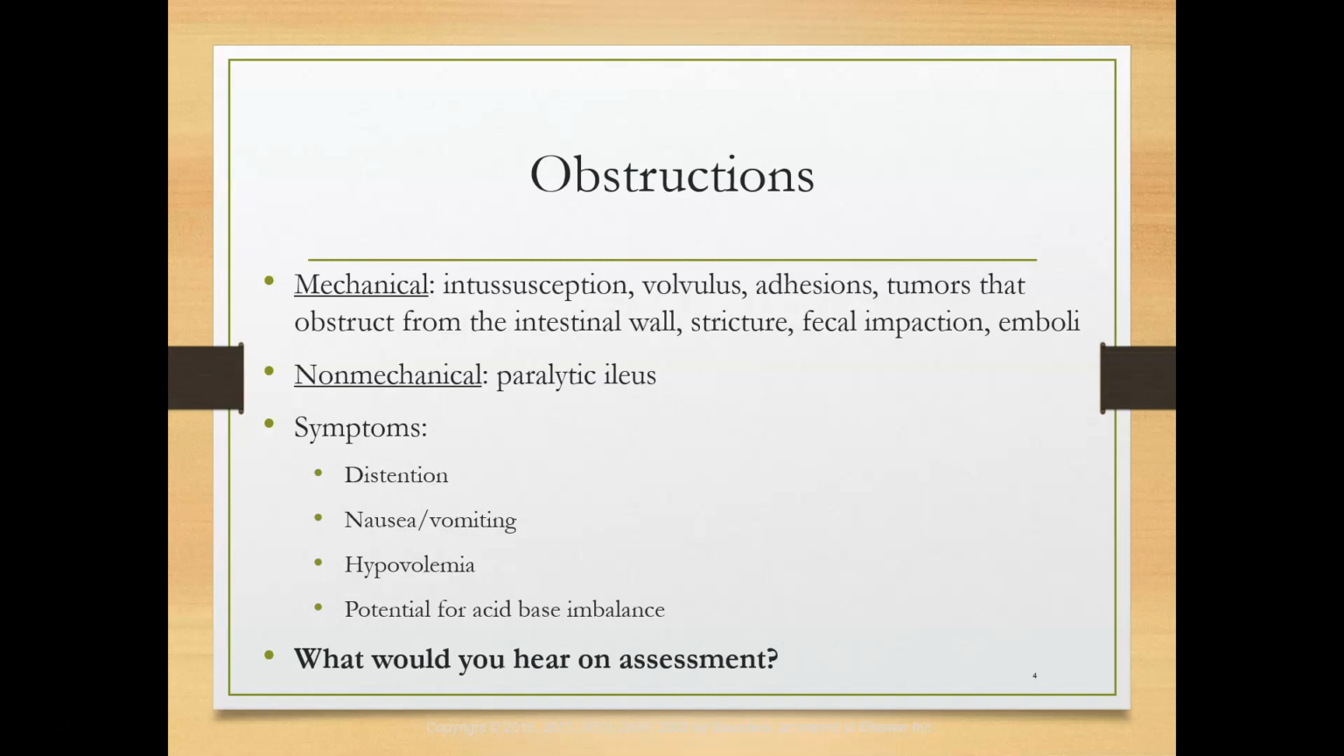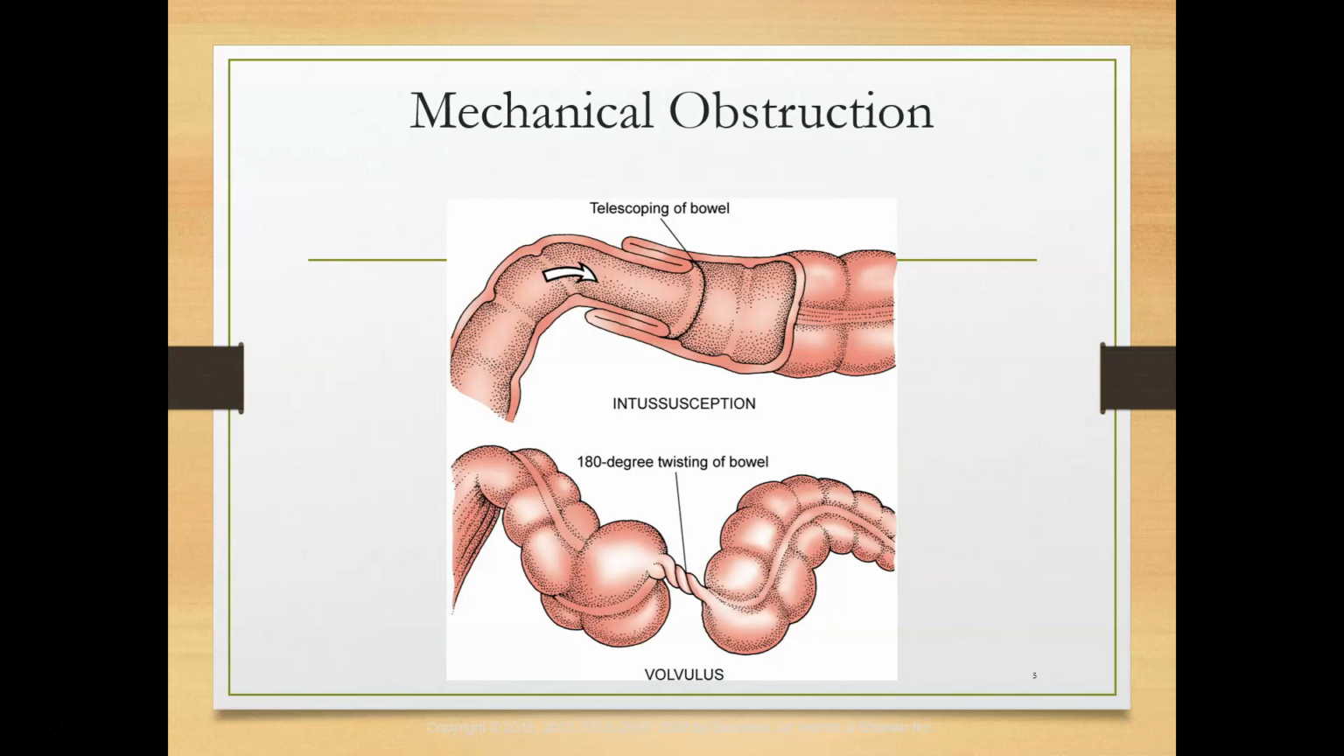It is important to look at chart 56-1, and that will look at the differences in both small and large bowel obstructions, and that is on page 1123. This here gives you a showing of both the telescoping of the bowel in the intussusception and the 180-degree twist of a volvulus. Again, mechanical obstructions in the bowel is a physical blockage. It can be caused by problems outside the intestine, such as adhesions, but it can also be inside the intestinal lumen, such as tumors.